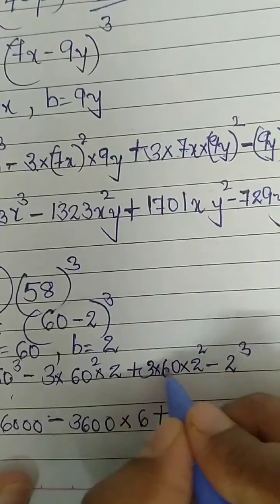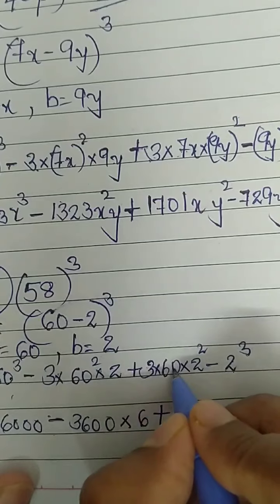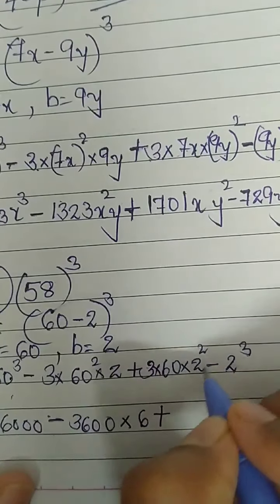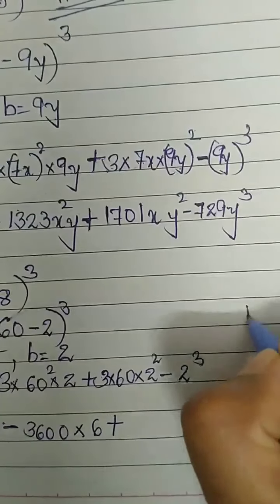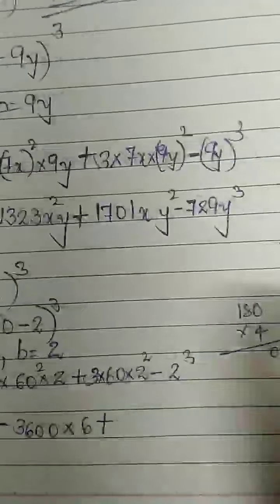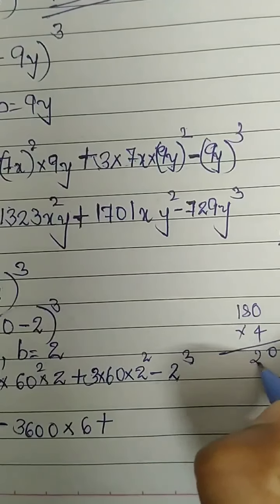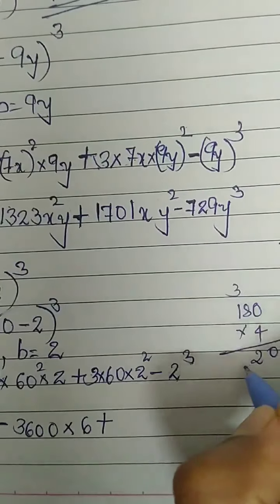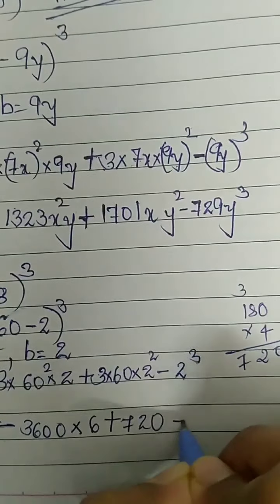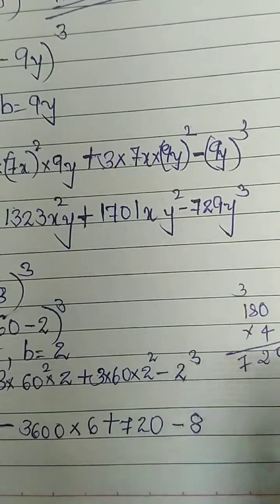Plus, now here 3 into 60 is 180, into 2 square, which will be 4. So 180 into 4. 400. 8 4s are 32, carry 3. 4 1s are 4, 7. So 720, minus 2 into 2 into 2, which is 8.